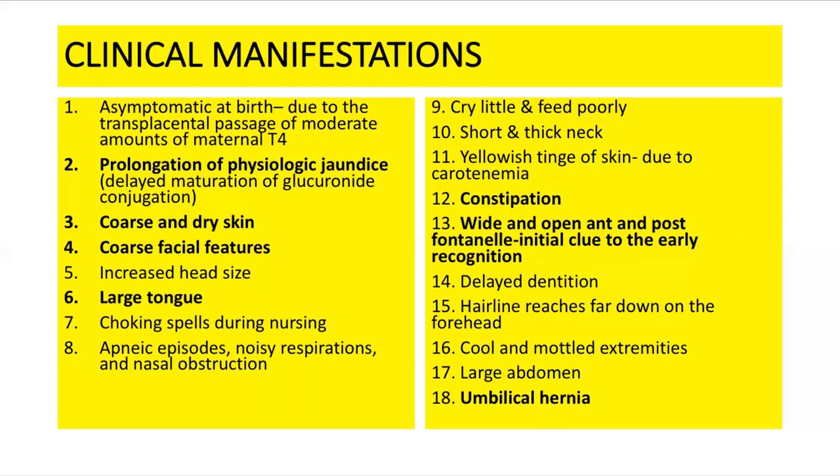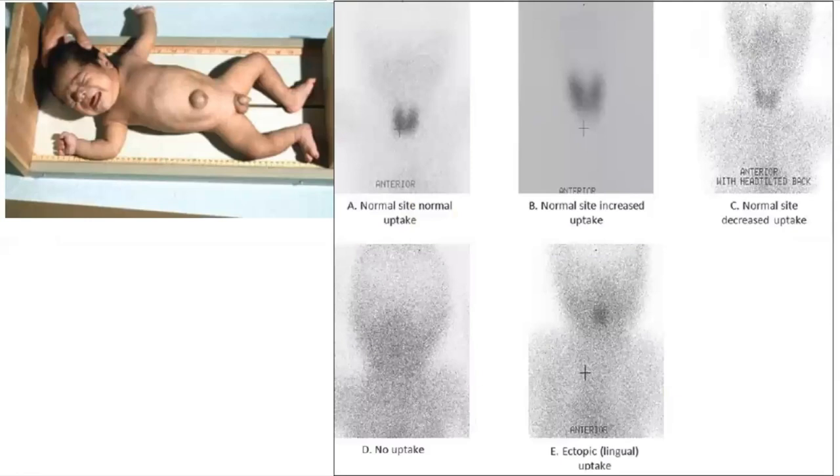بيبقى فيه large tongue, choking during nursing أثناء الرضاعة. ممكن يبقى عنده yellowish tinge of the skin due to carotenemia. ممكن الطفل ده يبقى عنده constipation. بيبقى فيه hairline reaches far down on the forehead. بيبقى عنده umbilical hernia و large abdomen. واضح هنا coarse features, umbilical hernia.